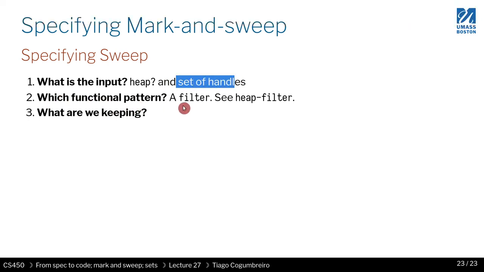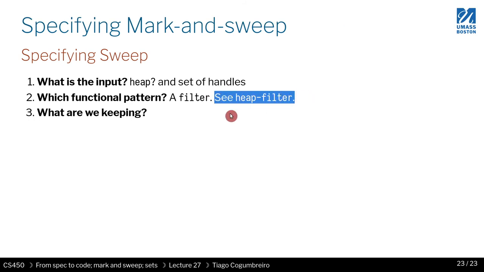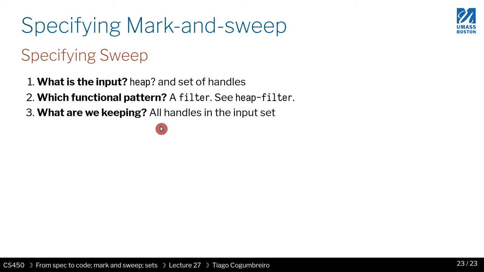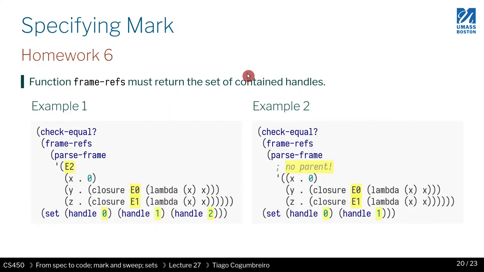And the functional pattern is, of course, filter, right? Because you want to keep all the marked elements, and you want to remove all the ones that are not in this set. So typically you want to use a filter, and there is a function called heap filter. So look into that. Again, look at the util module. So what are we keeping? All the handles that are in the input set. And that's basically it. That's what the sweep is doing.